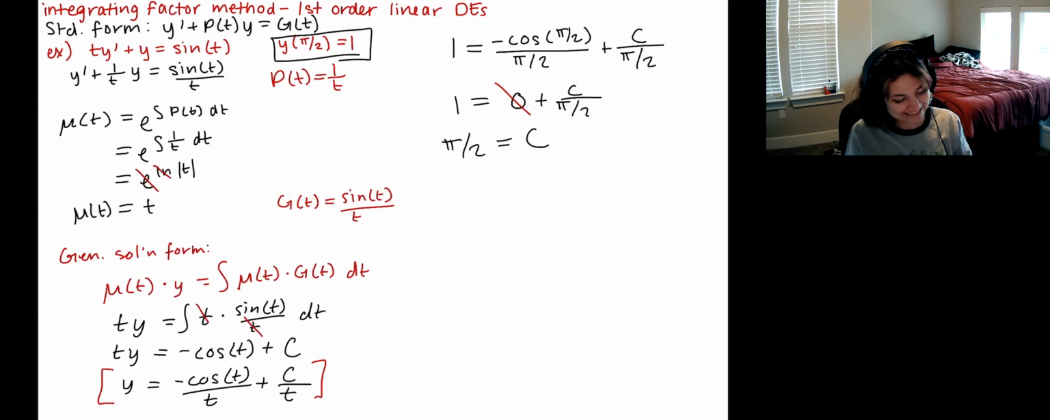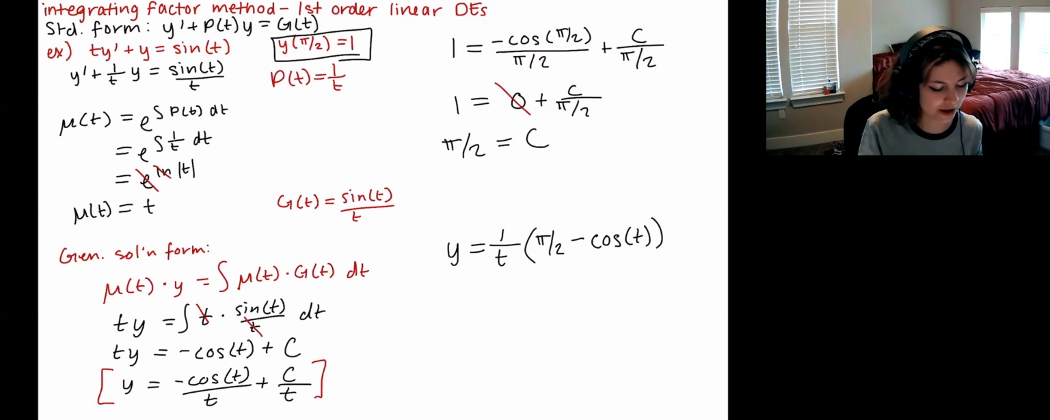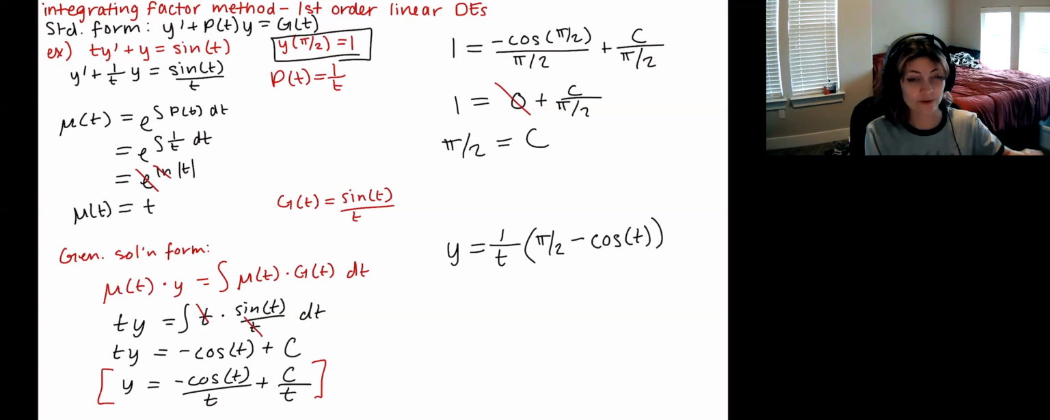Pretty easy. Now, all that's left to do is just plug that back into our general solution. So we get y is equal to, and I'm going to factor out the 1 over t on both of these parts, y is equal to 1 over t times pi over 2, which is our c, minus the cosine of t. And I just switched those around, so it would read a little bit better. But yeah, so that's our answer, and hopefully this was informative and helpful and wasn't too confusing.